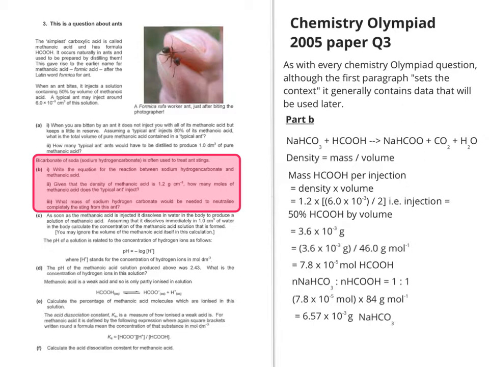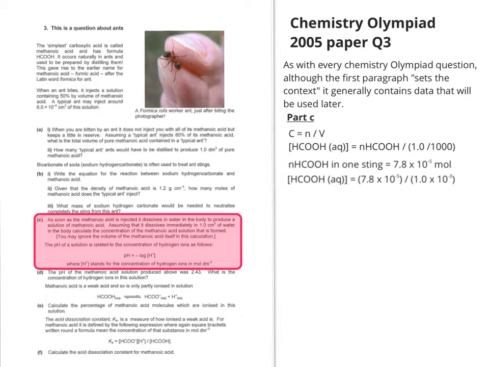Okay, so moving down to part C this time. What we're trying to do is work out the concentration of methanoic acid. The concentration of methanoic acid is the moles of methanoic acid over the volume of the solution formed, which is, as the question says, 1.0 centimeters cubed. If you divide those two together, that gives you 7.8 times 10 to the minus 2 moles per decimeter cubed.